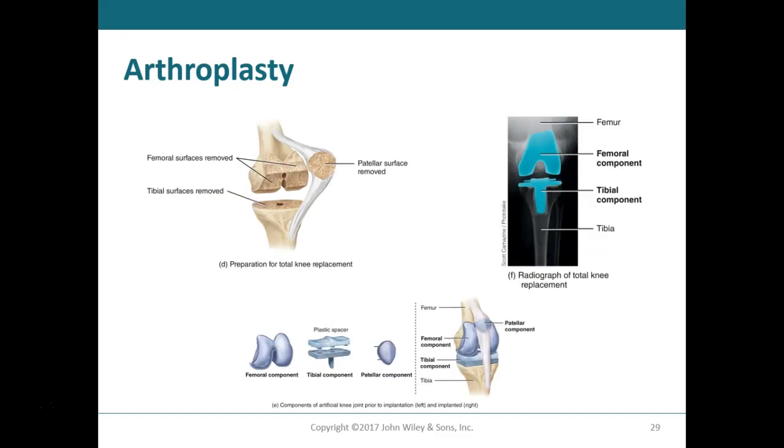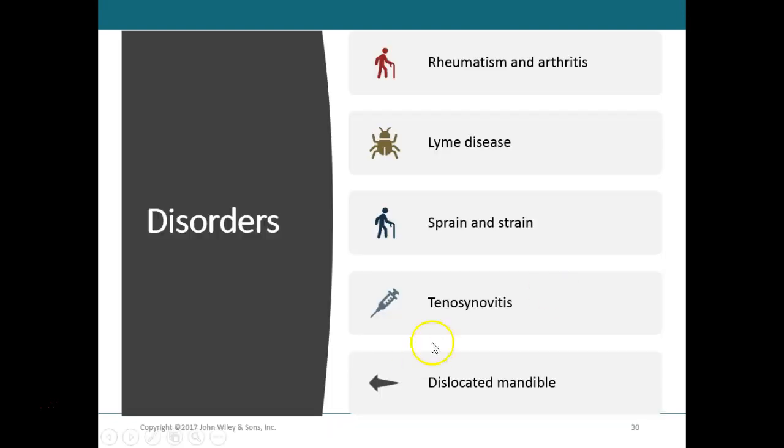This is pretty common. When a total knee replacement is needed, they go in and they grind off some of the damaged surface of the femur and the tibia. The patella is usually removed as well, and then artificial components are put in to restore function of that joint. Here you can see an x-ray or radiograph of a total knee replacement. Now, sometimes just a partial knee replacement may work, it just depends on the severity of the damage of that particular joint. And then we'll talk about a few additional disorders related to joints.